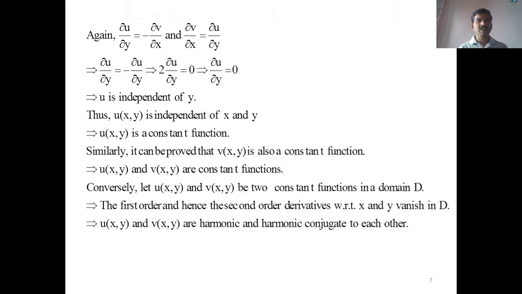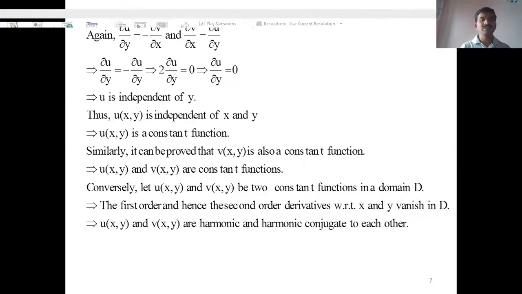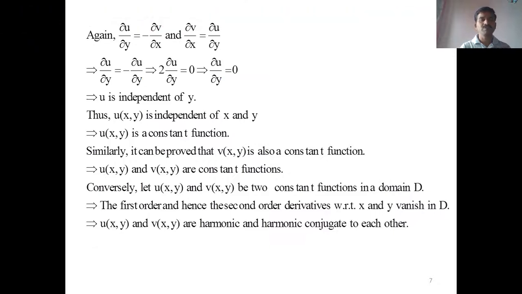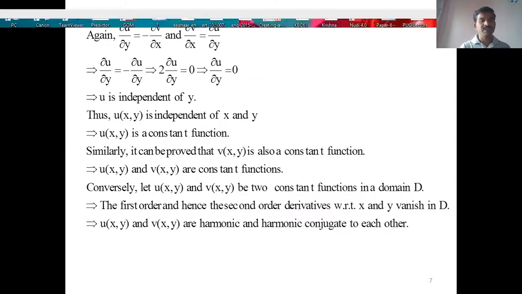So just as we know that ∂v/∂x is −∂u/∂y, we substitute that ∂v/∂x is nothing but minus ∂u/∂y. It becomes again ∂u/∂y equal to 0. That implies ∂u/∂y equal to 0 since 2 is non-zero, which is nothing but u is independent of y. Thus u is independent of x and y.